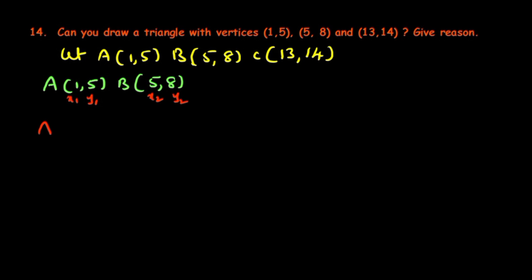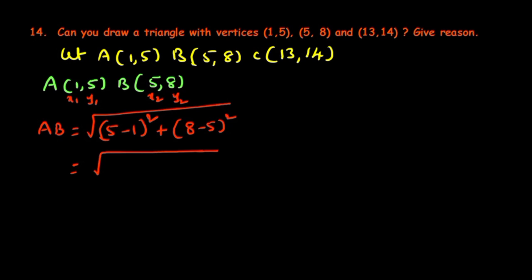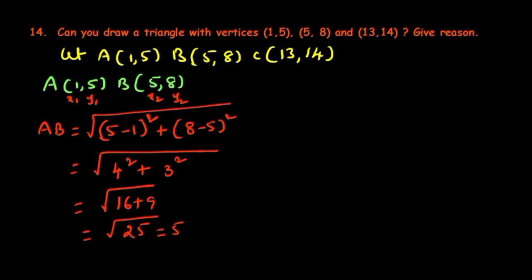So that AB equal to root of (x2 minus x1) whole square plus (y2 minus y1) whole square. So we write here (5 minus 1) whole square plus (8 minus 5) whole square. That means we have root of 4 square plus 3 square, since 8 minus 5 is 3. So 4 square is 16 and 3 square is 9. So root of 16 plus 9 is root of 25, which is equal to 5 units. So this is the distance between AB.